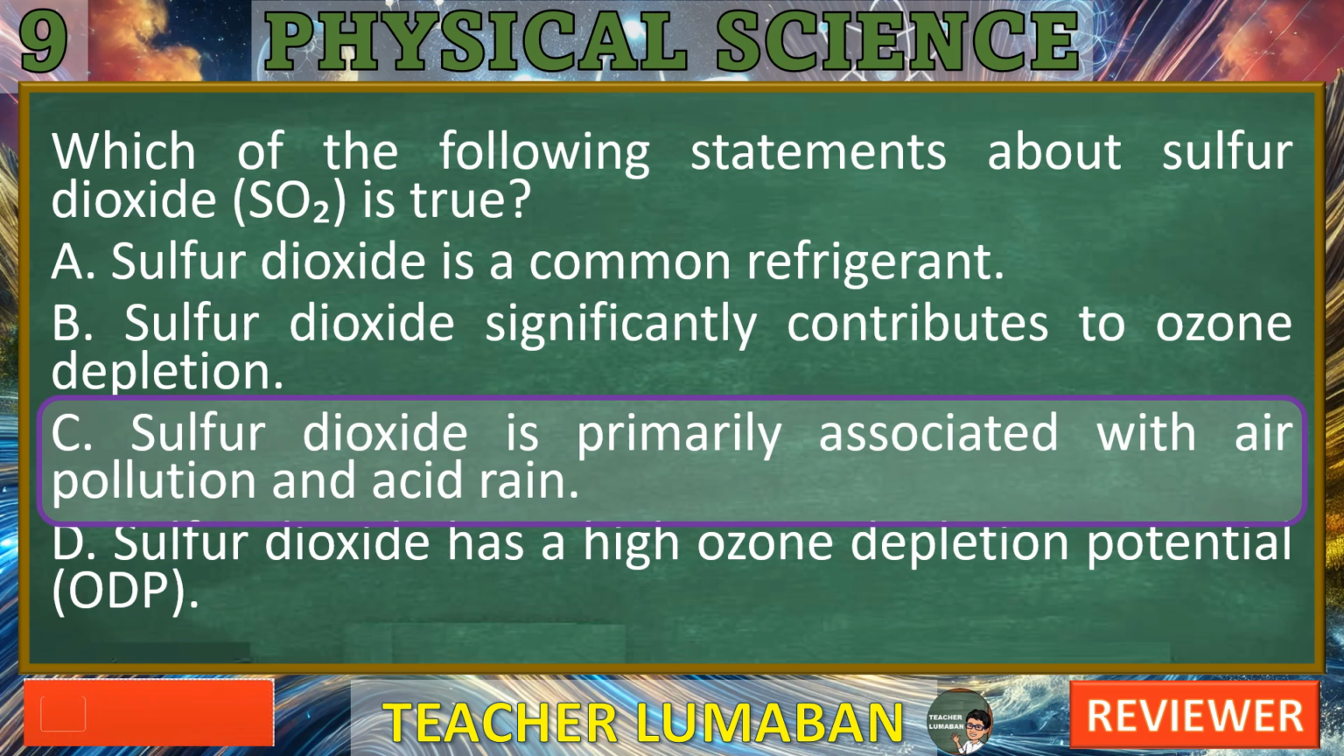Here's an explanation of each choice. A. Sulfur dioxide is a common refrigerant. This is false. Sulfur dioxide is not commonly used as a refrigerant. Historically, it was used in early refrigeration systems, but it has since been replaced by safer and more efficient refrigerants. B. Sulfur dioxide significantly contributes to ozone depletion. This is false. SO2 does not have a significant effect on the ozone layer. Instead, its environmental impact is related to air pollution and the formation of acid rain.